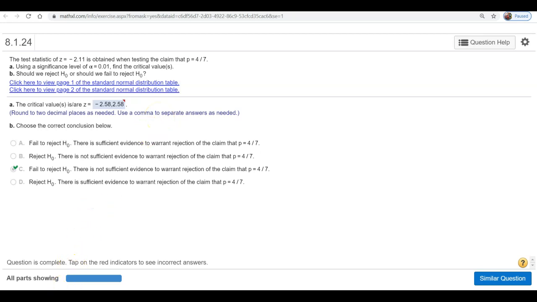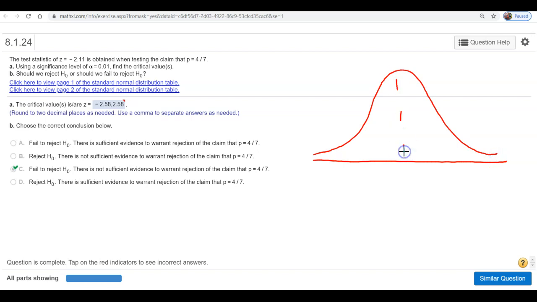When we have these critical values tests, this version of a hypothesis test, what we do is we draw the test distribution and we find our claim value. So in this case, that's 4/7. And then our test statistic is when we convert this to a z-score.